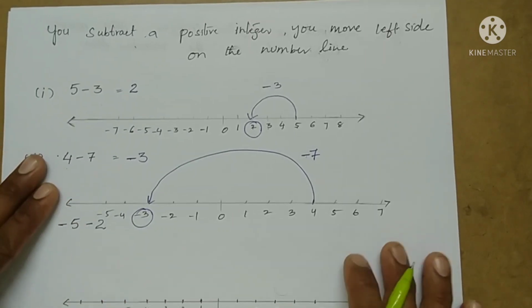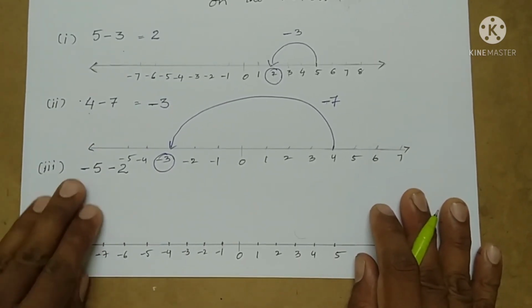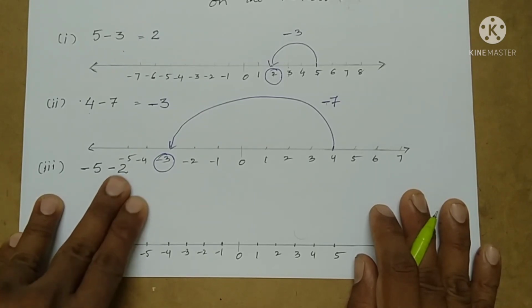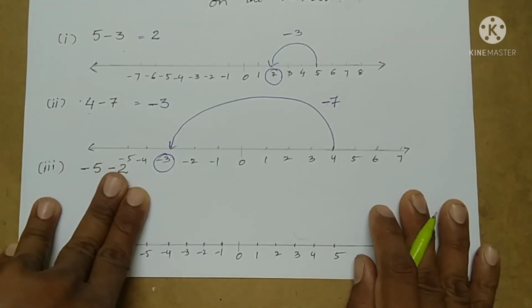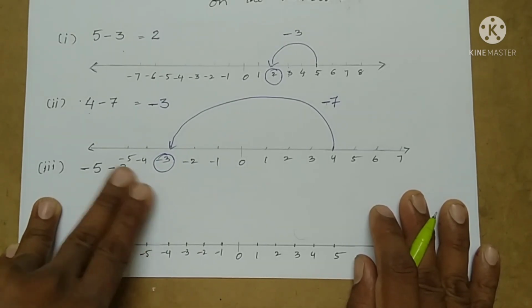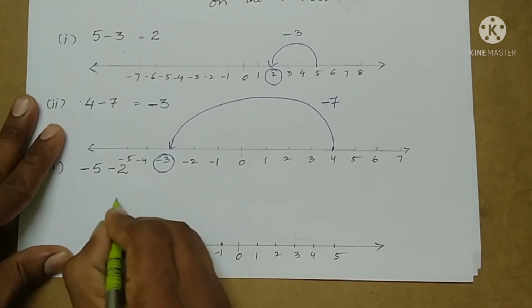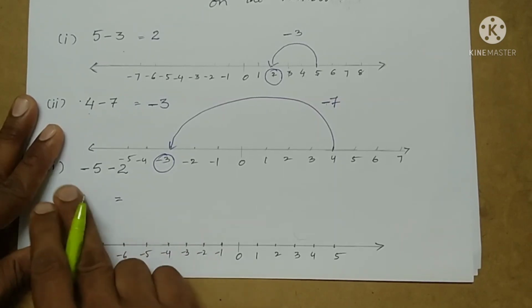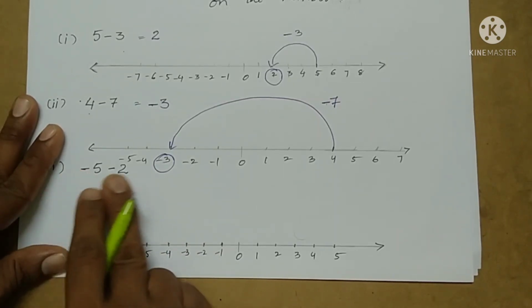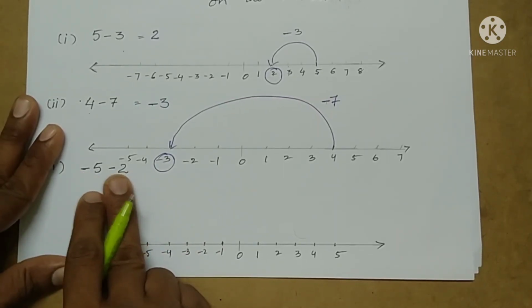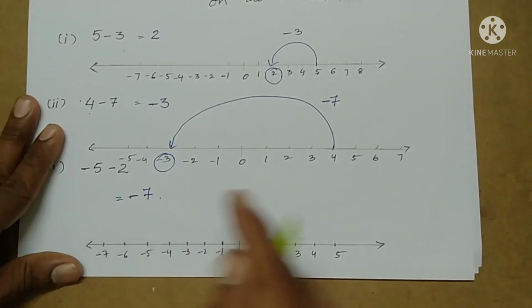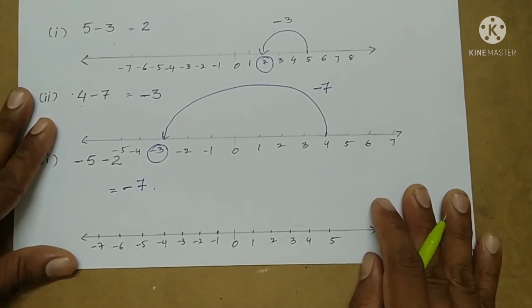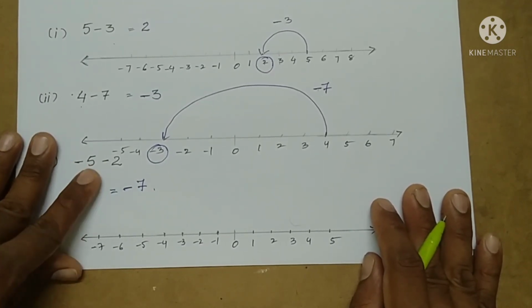Now in our third one, minus 5 minus 2. Subtract a positive integer from a negative integer. Here minus 5 minus 2, both have the same symbol, right? So we can add these two integers and get 7. So what is the result? Minus 7. So subtract 2 from minus 5.